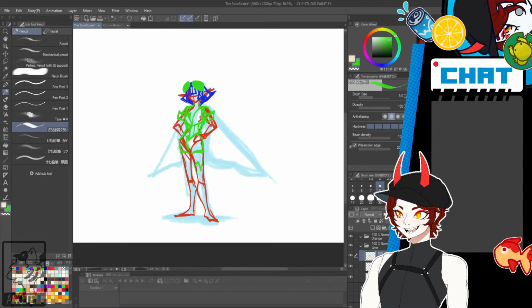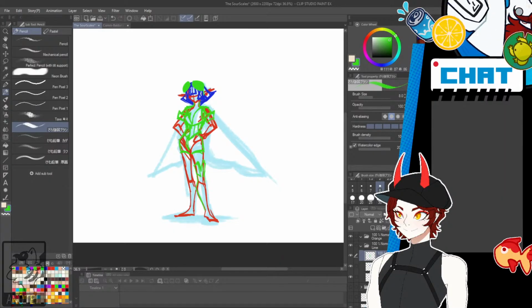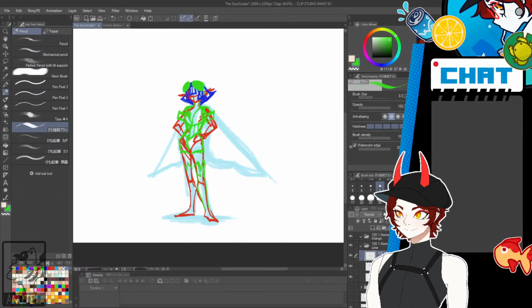Okay, let's not make... Yeah, let's not make the boot cuffs pop out as much. I want the cuffs, but okay. Some good sturdy boots.